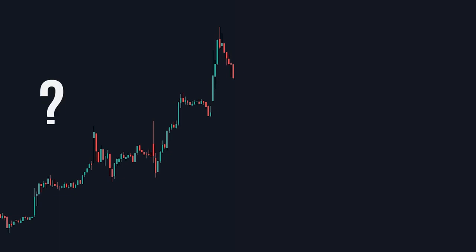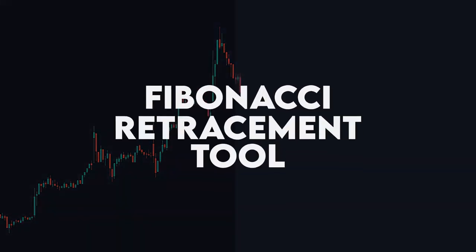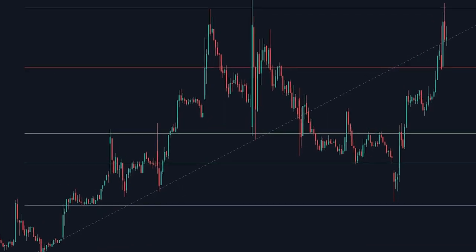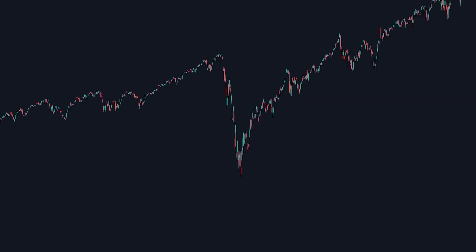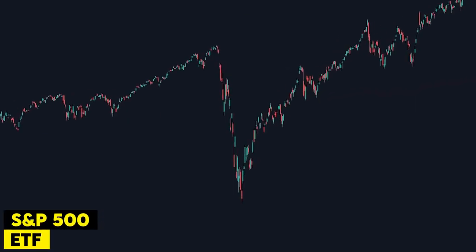But what if you were in a position like this, where the price went up and made a pullback, but there weren't any previous key levels of support or resistance? How do you know where the key levels are for a reversal to happen? The answer? The Fibonacci retracement tool. If we plot these levels, you can see the price respected them and actually used these levels as a key support.